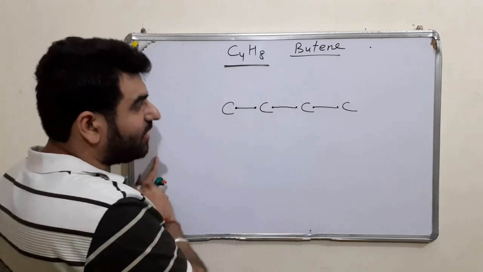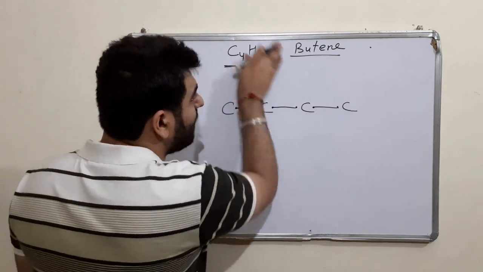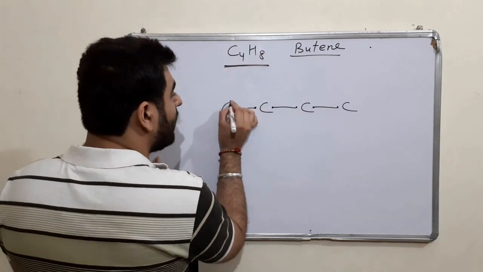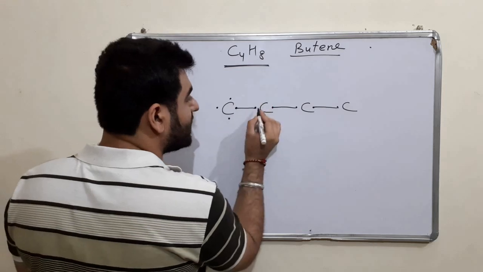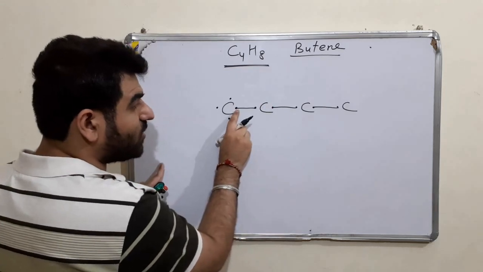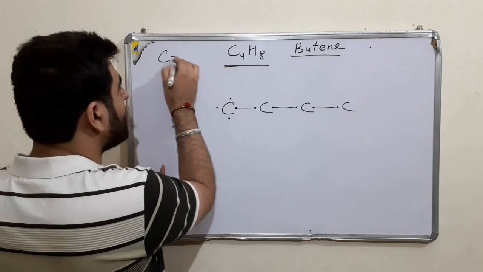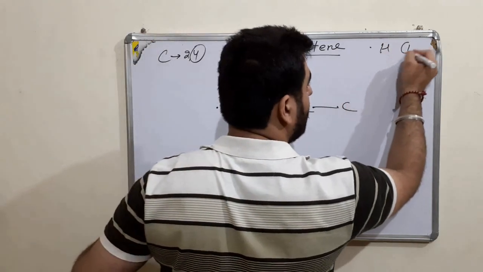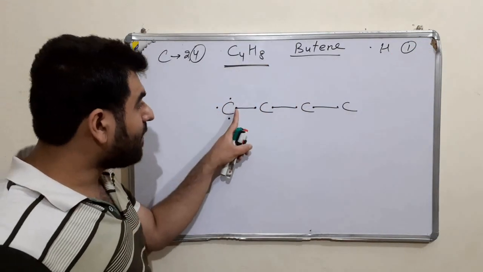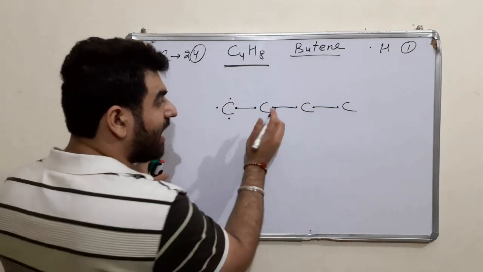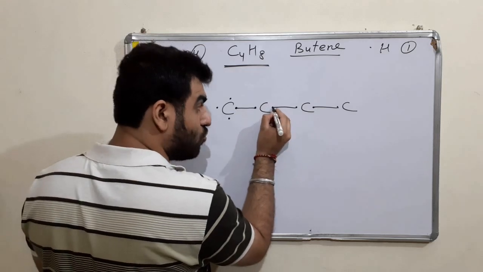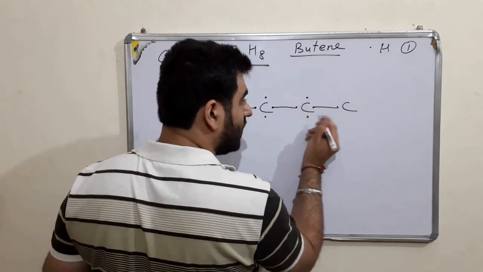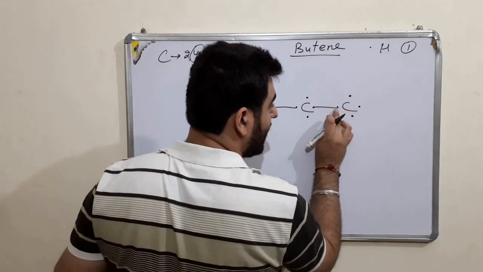Now, how to symbolize this thing? How to attach 8 hydrogens? Let us see. Now it has 3 electrons left, this has too. Let us count. Carbon in its outermost shell will have 2, 4, that is 4 electrons. Hydrogen will have only 1 electron. So carbon is 1, 2, 3, 4. This carbon 1, 2, 3, 4. This carbon 1, 2, 3, 4. This carbon 1, 2, 3 and 4.